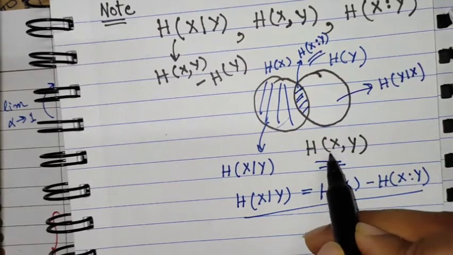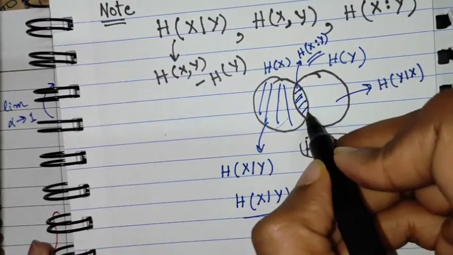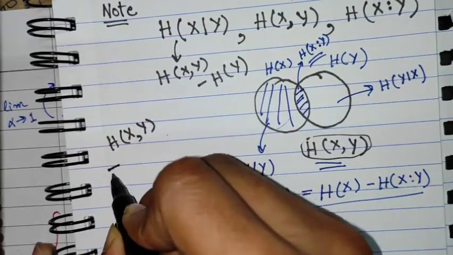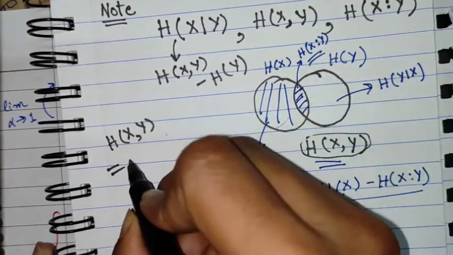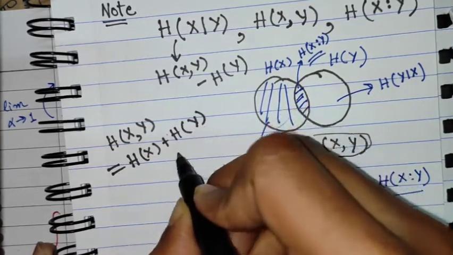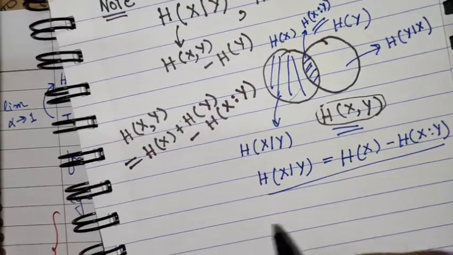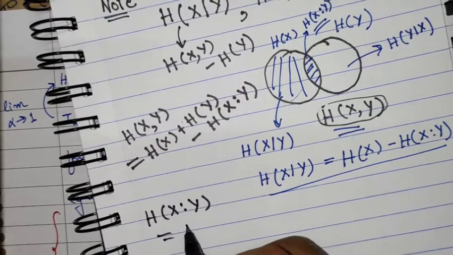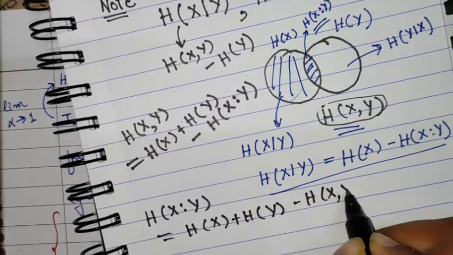But now you see the total area is H of x comma y. What it means is that H of x comma y is equal to this area plus this area, but I will count this area twice, so I have to subtract. So that is H of x plus H of y minus H of x mutual y. In other words, H of x mutual y is equal to H of x plus H of y minus H of x comma y.